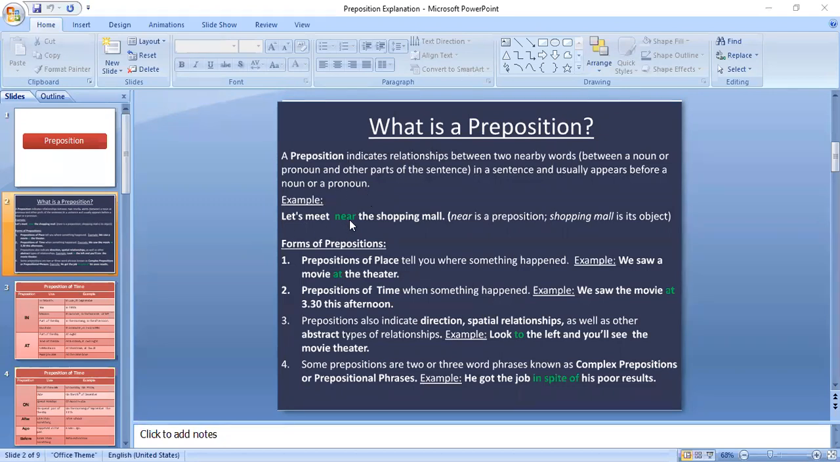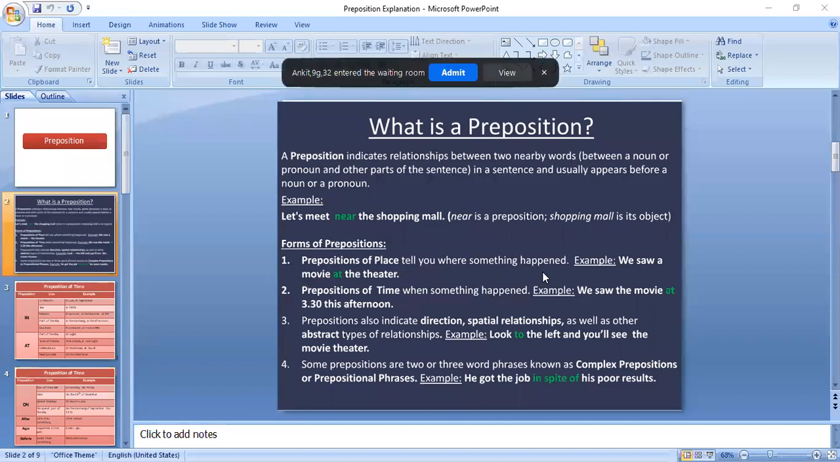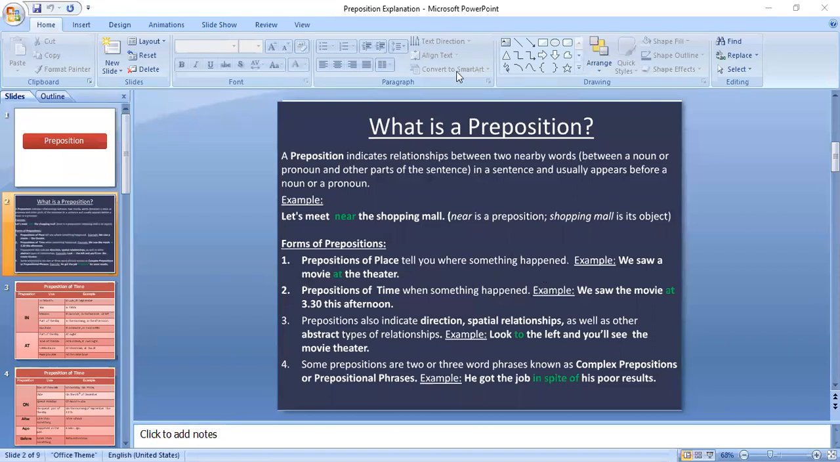Here we see the word near is used as preposition and it is telling us the relation between the person and the shopping mall. Let's meet near shopping mall. Clear? Forms of preposition. Prepositions जो हैं वो कितनी तरह की होती हैं? Prepositions of place tell you where something happened. Place की जो preposition है वो हमें क्या बताती है कि कहाँ पर काम हुआ, कहाँ पर action हुआ. Example, we saw a movie at the theater. कहाँ देखी movie हमने? At the theater. Place पता चल रही है ना at से.